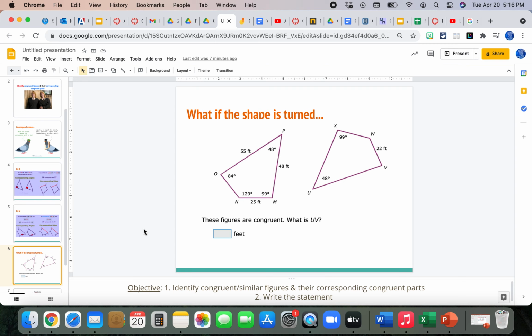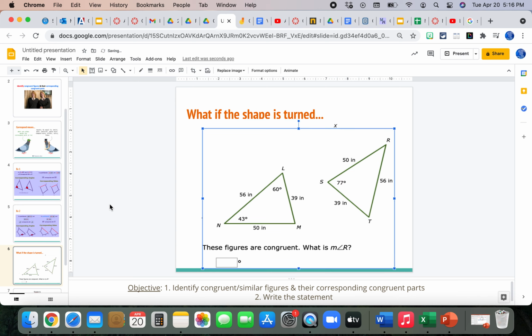Why don't we start with something simple first? We are going to do a triangle, and you will notice that the second triangle is turned here. So what if the shape is turned like this one? These figures are congruent, and it's telling you here they are congruent to each other. They're asking you what is the measure of angle R. So here is angle R.